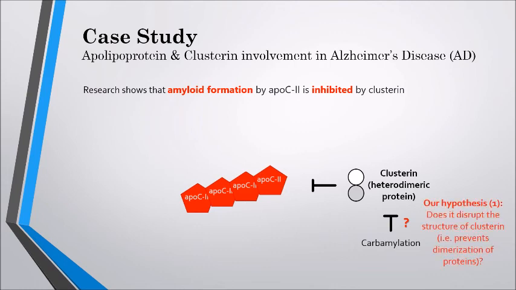We can postulate that since clusterin is a heterodimeric protein, perhaps carbamylating one of its monomers may prevent the two protein molecules from dimerizing. From this, we can understand that if the normal function of clusterin is perturbed, it would result in the formation of these fibrils. Therefore, it will be interesting to investigate the physiological effects if clusterin is carbamylated.